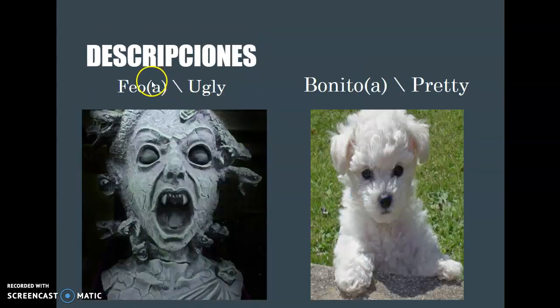Other description words that we can use, for example, are feo for ugly, bonito for pretty, and then we have the same thing where you have to switch the O to an A depending on who you're talking about in that description.